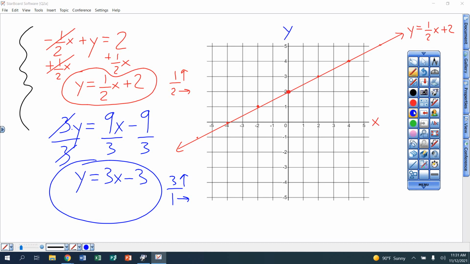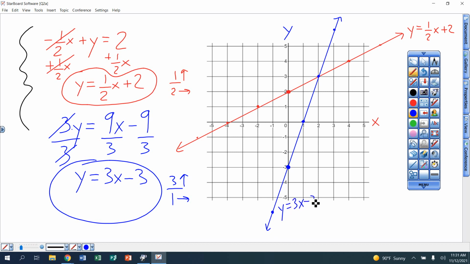Graph the one in blue. -3 is where I start. That one's slope is over 1, up 3: over 1, up 3, right 1, up 3, right 1, up 3. Draw your line, stair step the opposite way, down 3, left 1. Drawing this blue line here using a ruler, hopefully. Putting arrows on either end, labeling it.